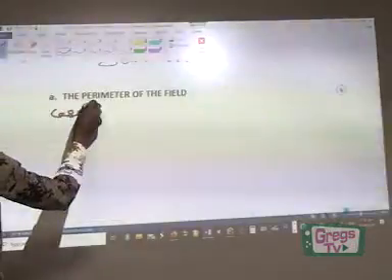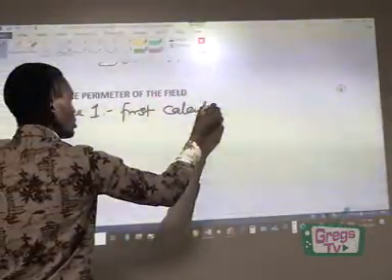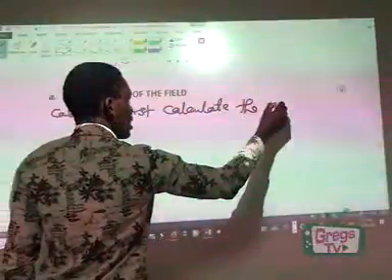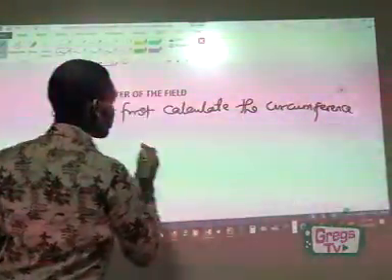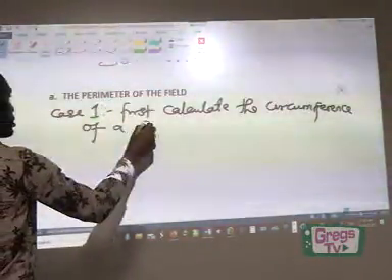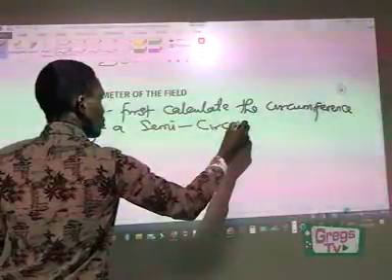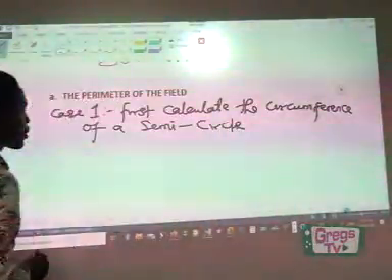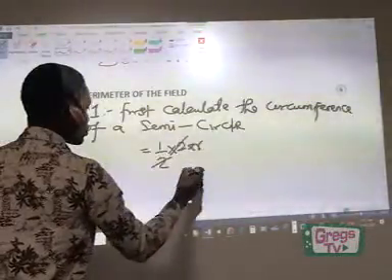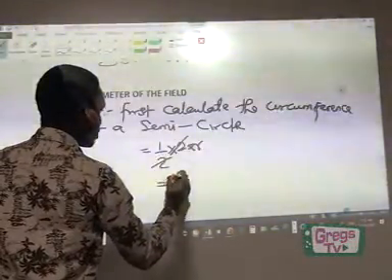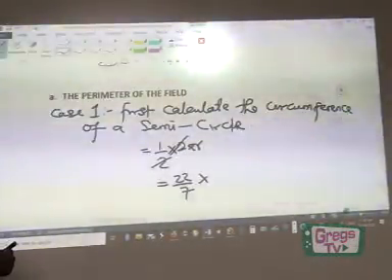Case 1: first calculate the circumference of a semicircle. And that will be what? What is the circumference of a circle? 2 will cancel 2. Then your answer here will be 22/7 times the radius.